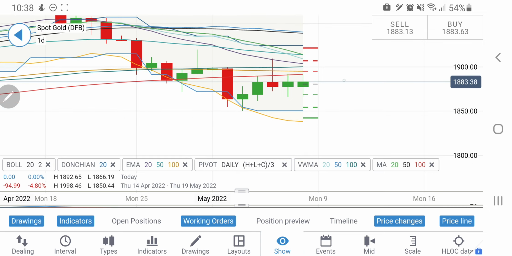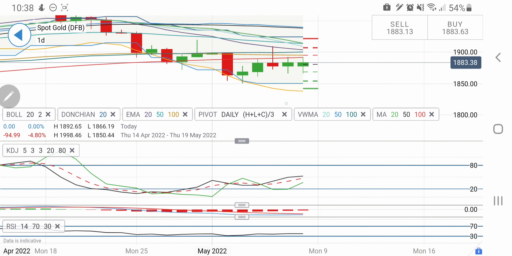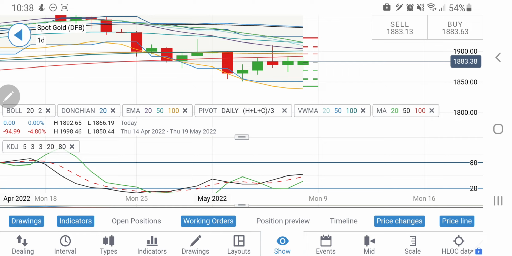At the same time, the bottom of the Bollinger Bands and the channels on the downside are going to give it very strong support at 1840, 1850 levels. Now look at the daily stochastic. It is still in the buy zone, it's still bullish.